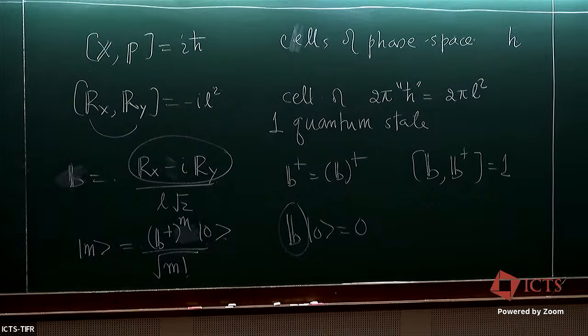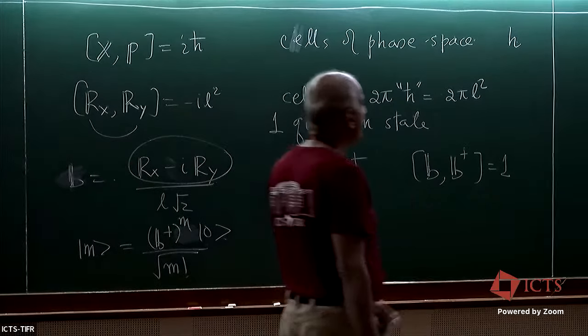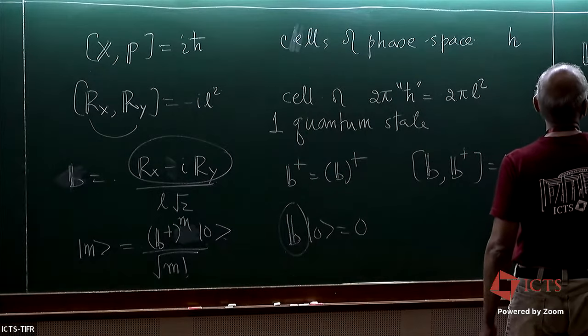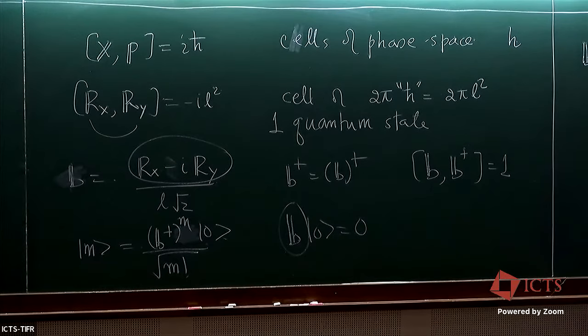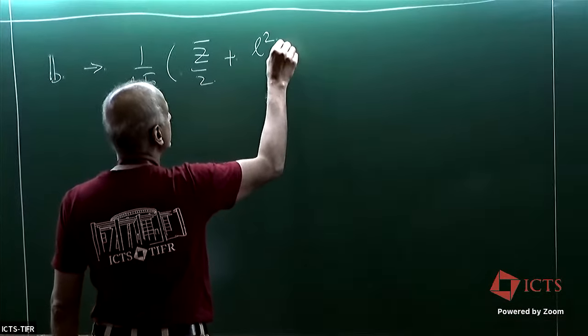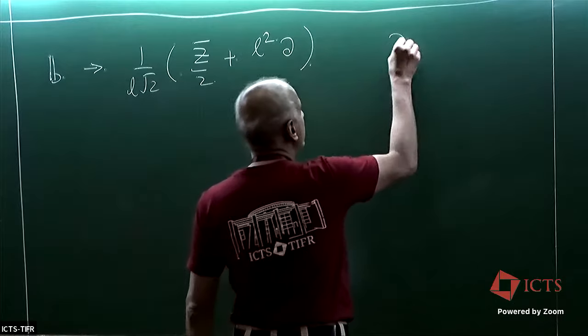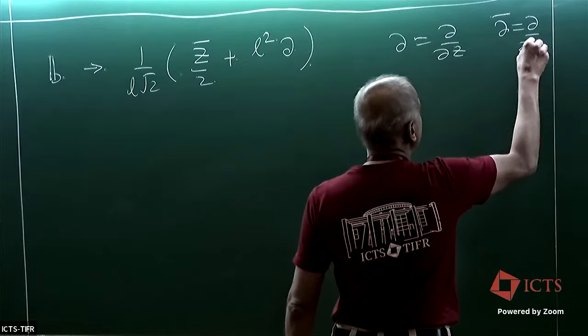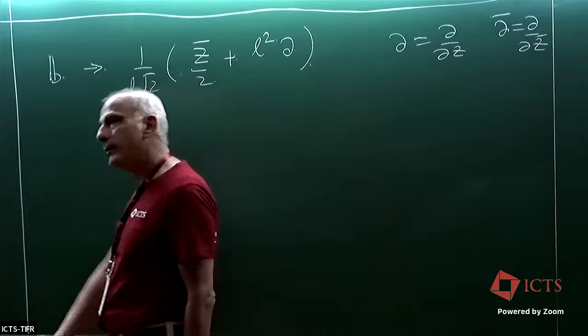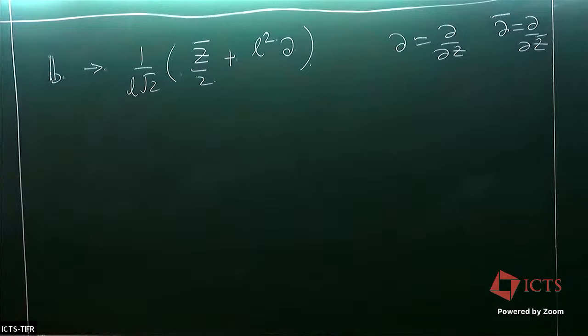So therefore, this operator B, I claim, in real space, it looks like 1 over L root 2, Z bar over 2 plus, okay, let me see, L squared D. Okay, what is D? D is simply D by dz. D bar is D by dz bar. So I'm going to switch now from X and Y to X plus Iy and X minus Iy. Okay? And that gives me this expression.